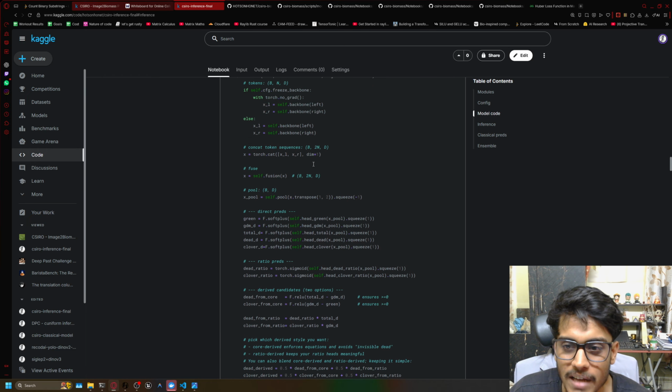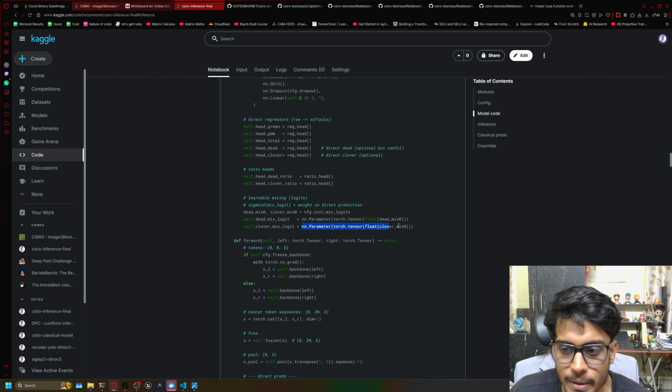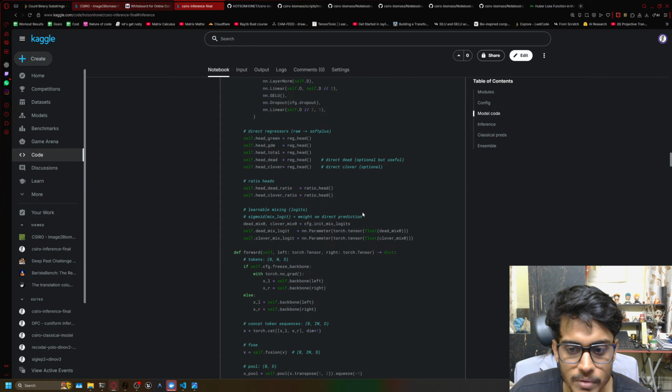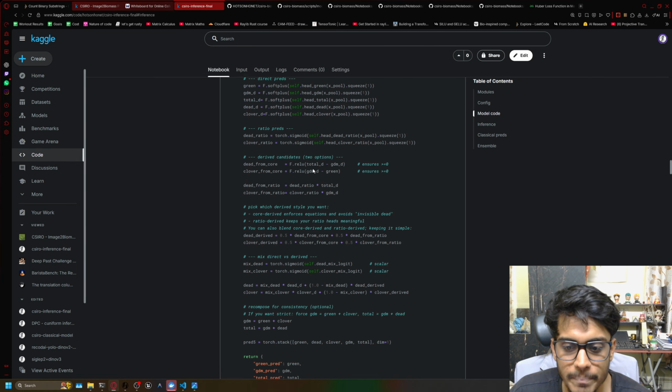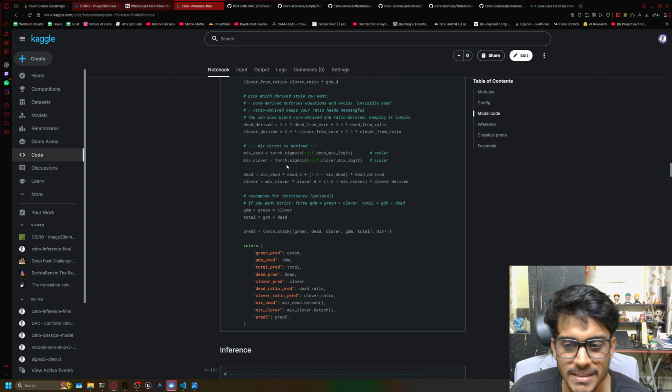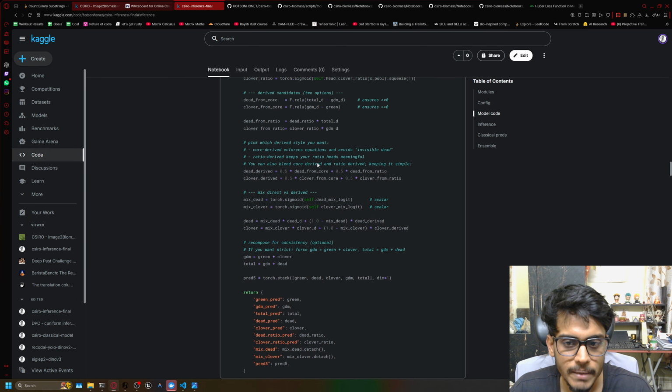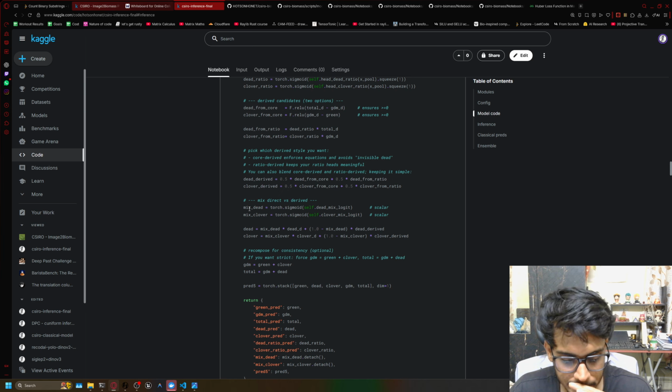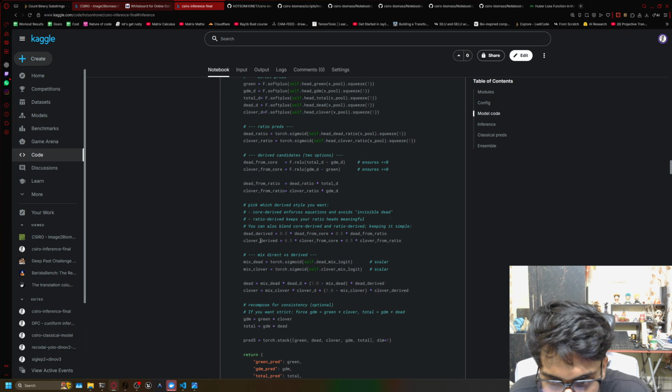So for that I have created these two parameter vectors to predict dead and clover also, instead of doing this regression head. I was hoping my model would learn, but it didn't actually. But what I did was, from that parameter value I was also predicting my dead and clover. Then I was doing an EMA of that, so EMA of the model learned dead value plus 1 minus of this mixed dead, sorry, I think I lost it here.